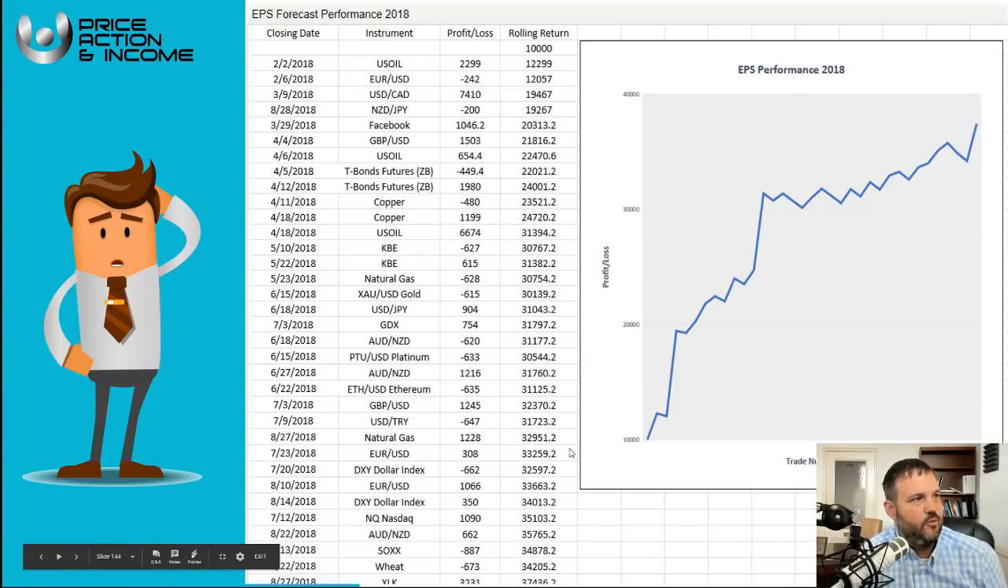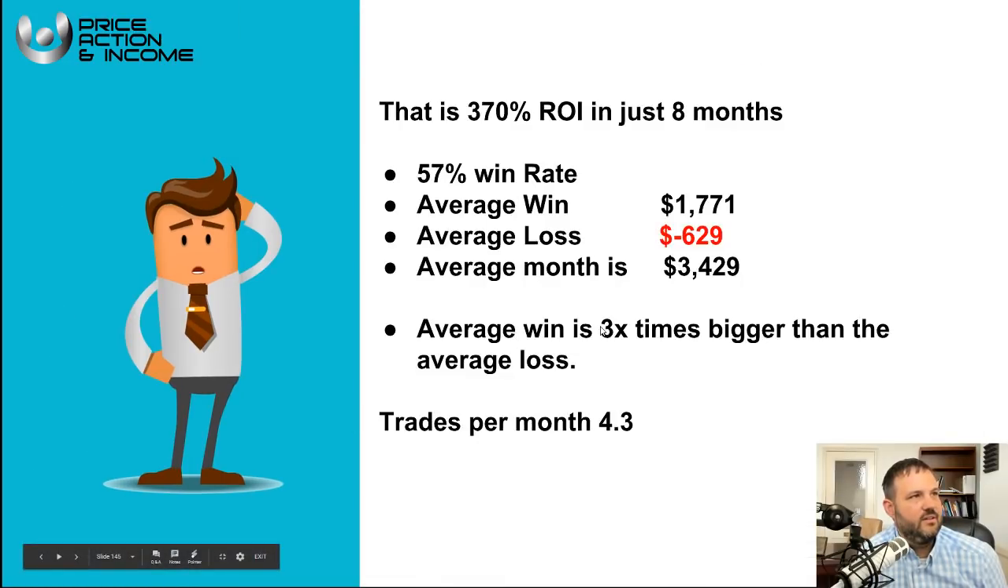Again, this is the performance. Really good, solid performance. And here is the results. The average win is 17. The average loss is 629. The average month is $3,429. So the average win is 3 times bigger and only around 4 trades a month.